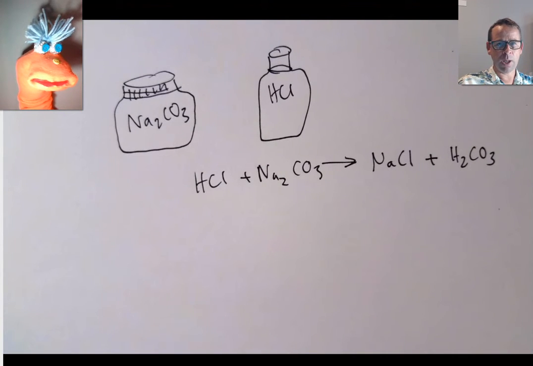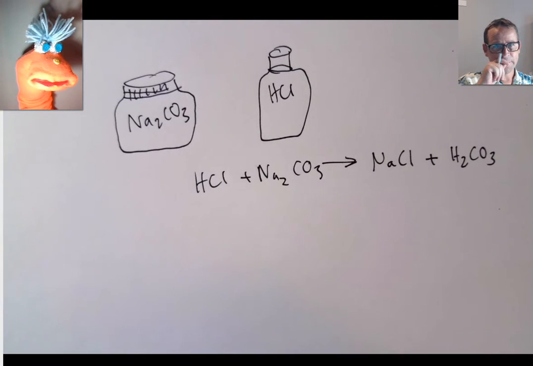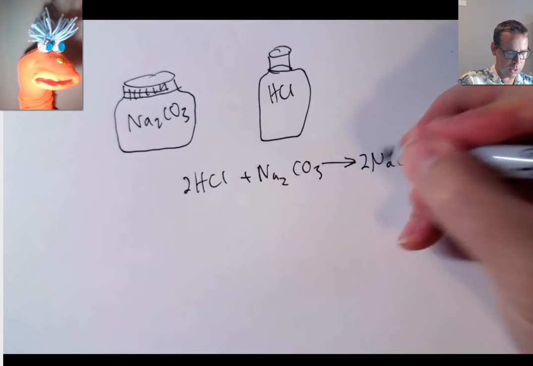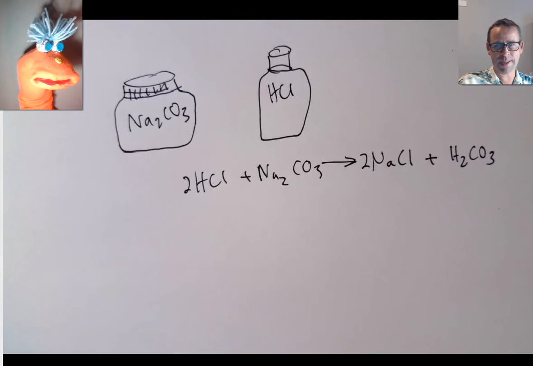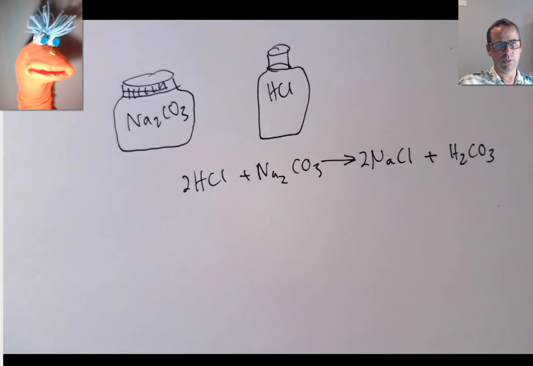Now, H2CO3 also was an important compound. Well, we'll just leave it at that for now. But if we wanted to have this balanced, we noticed that there were 2 HCl's necessary for every sodium carbonate. Do you remember that part? Oh, less so, but okay.